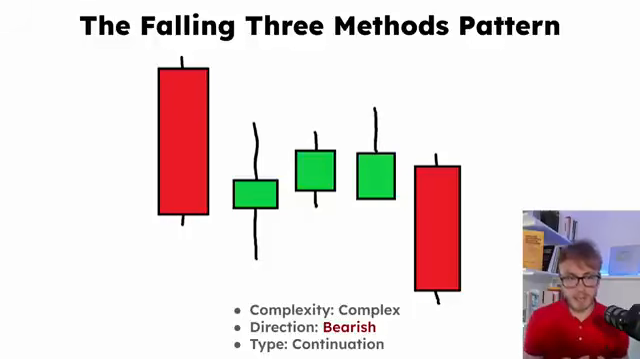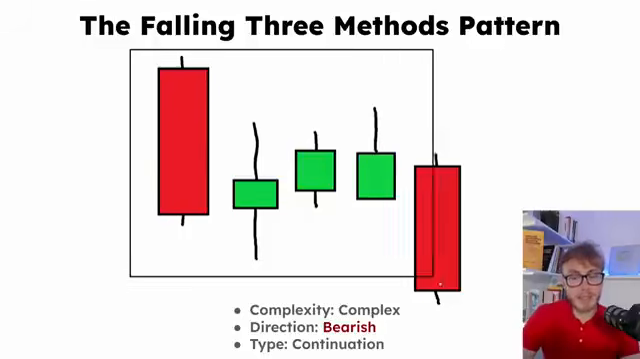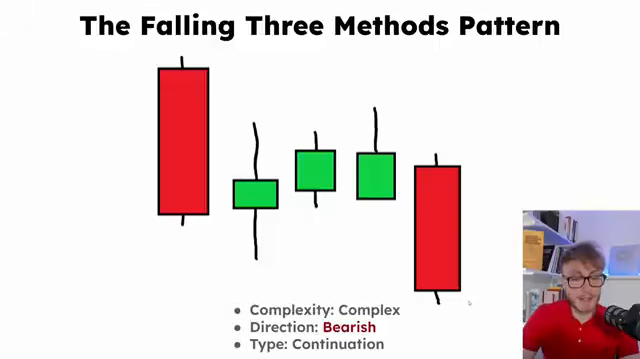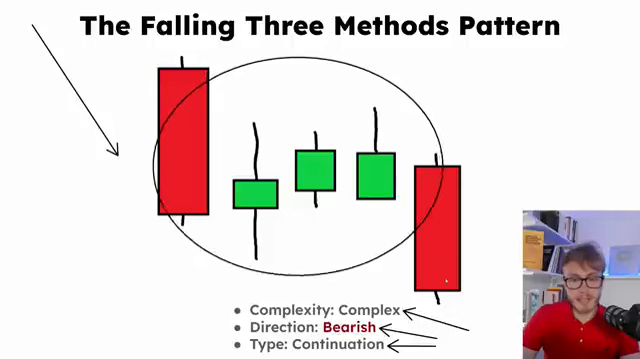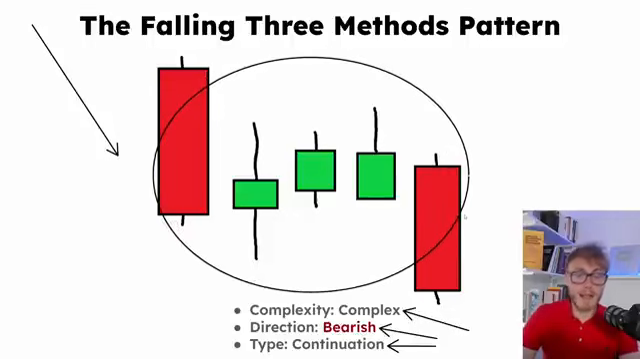All right, so now it's time to take a look at the falling three methods pattern. This is a pretty large pattern consisting of 5 candlesticks, or in other words, it's a complex pattern. The direction is bearish and the type is continuation. So before this pattern appears, we need to see a downtrend. Then we see the actual pattern, and the goal of the pattern is to continue to push the price down.